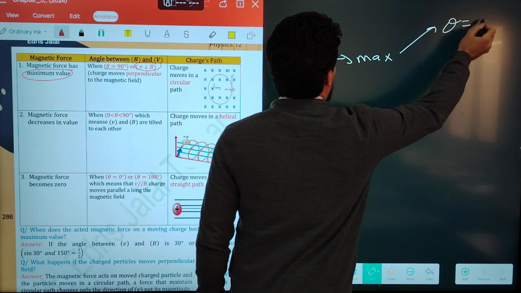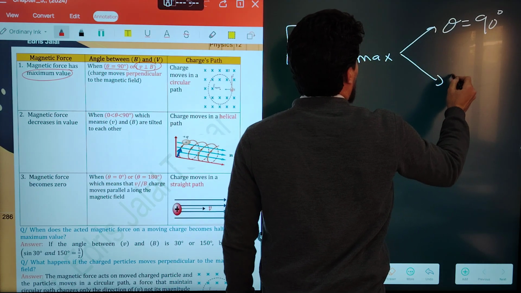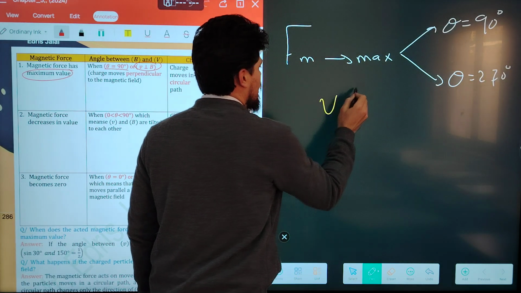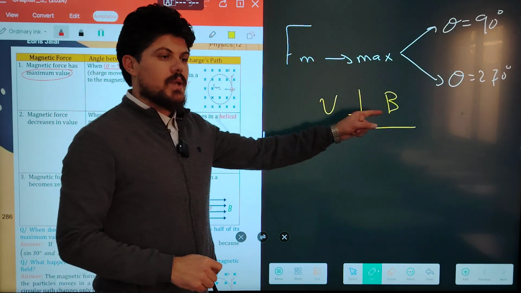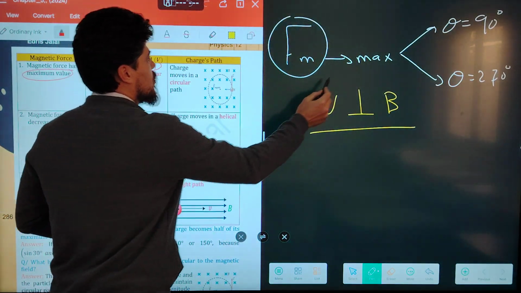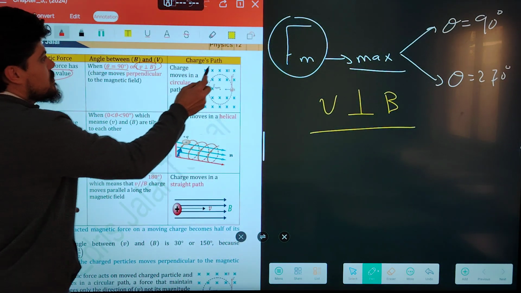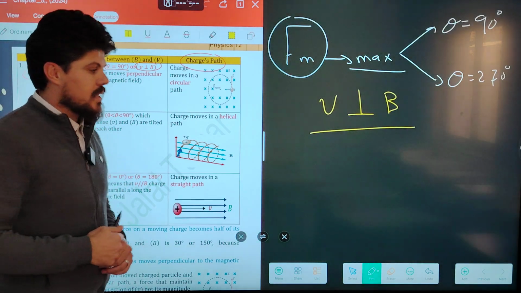So, when does the magnetic force become maximum value? When the angle is 90 or 270, or you can say when V is perpendicular to the magnetic field. When V is perpendicular to the magnetic field, the magnetic force becomes maximum value. So what about the charge's path? It becomes a circular path.